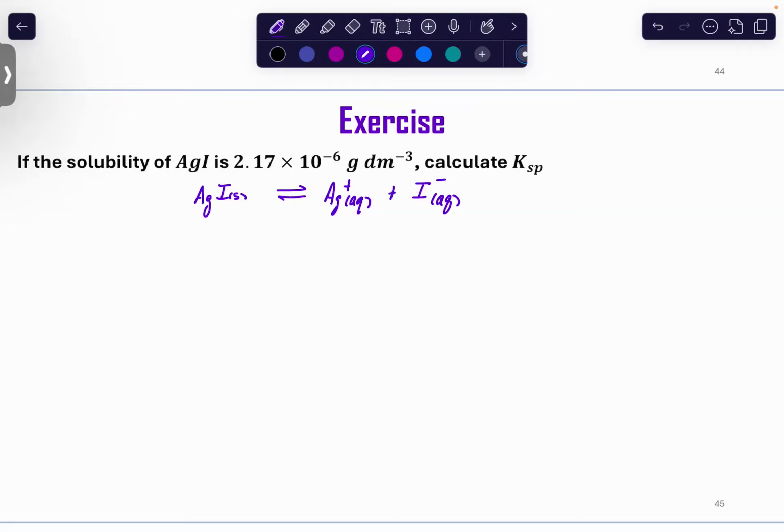Not exactly. No. I think I skipped a bunch. So what do we set up first from here? You were doing the ice table thing.